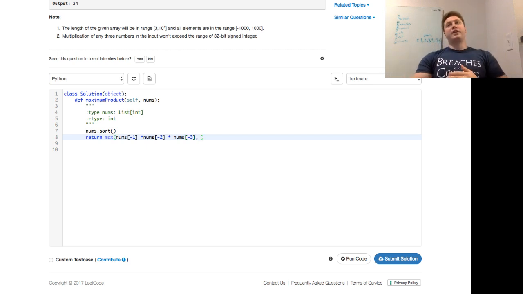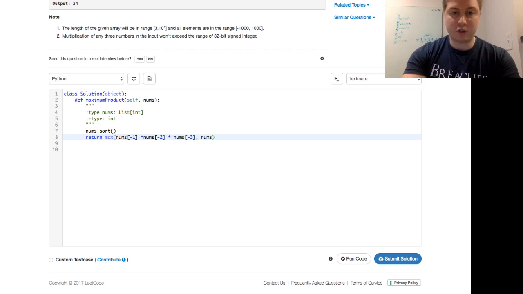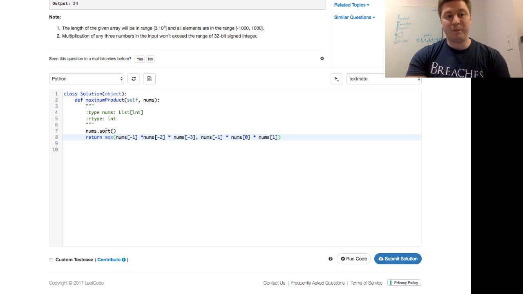So we also wanted to compare that max between the largest number times the second largest number times the third largest number with the largest number times the smallest number times the second smallest number, in case those were negative. So let's go ahead and do that. That's nums of -1. And then the smallest number in a sorted list from least to greatest is the 0th element. And that is then multiplied by the first element.